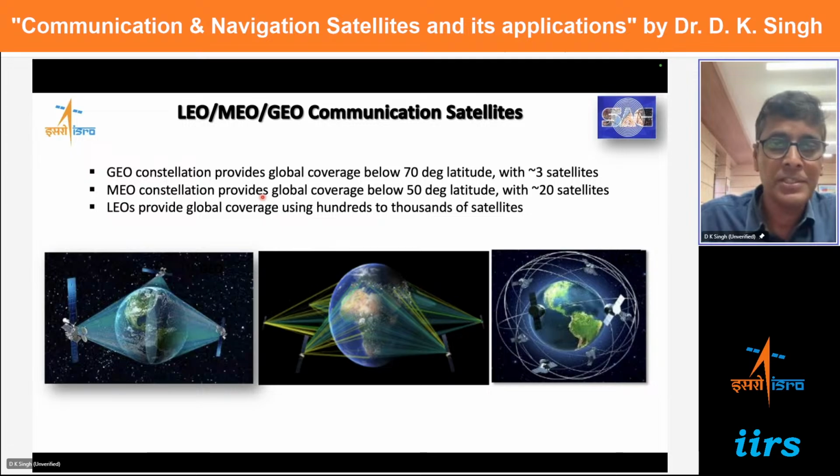The second option is medium Earth orbit, which is 8,000 to 22,000 kilometers. As we come closer to the Earth, our coverage shrinks, and we need more satellites to cover the whole Earth. And then the LEO satellite, which is typically in 500 to 700 kilometer orbits. Starlink by Elon Musk is one example of a LEO satellite constellation used for communication. OneWeb, from Bharti Airtel, is also a satellite constellation, which is going to be used for satellite communication.